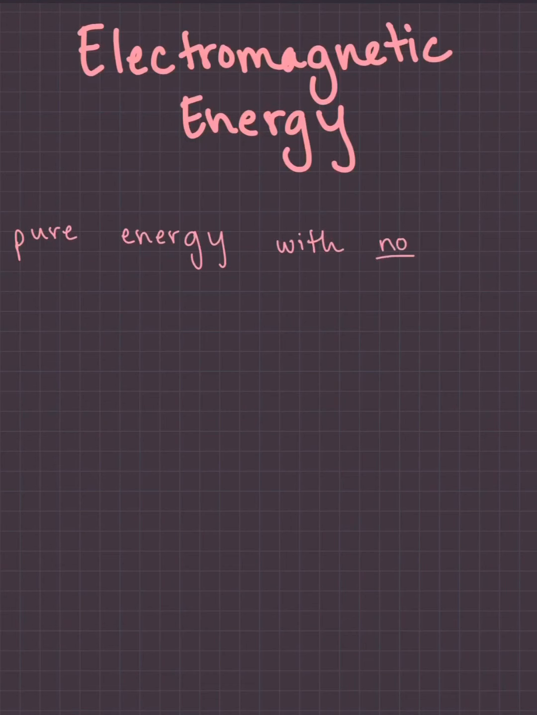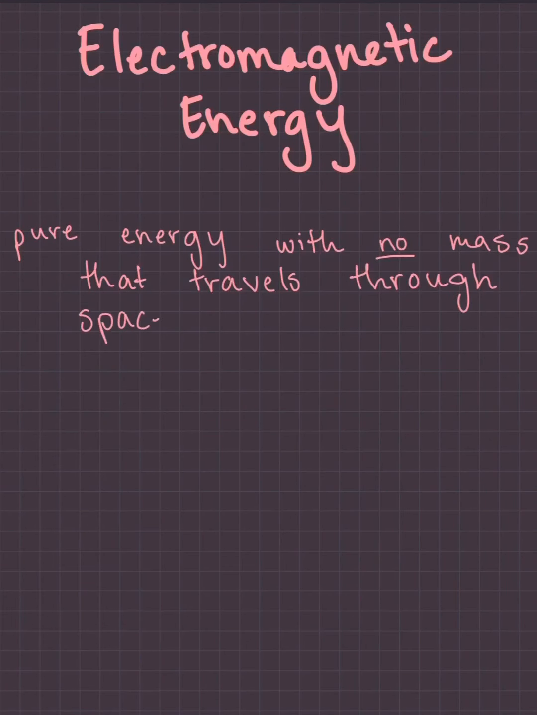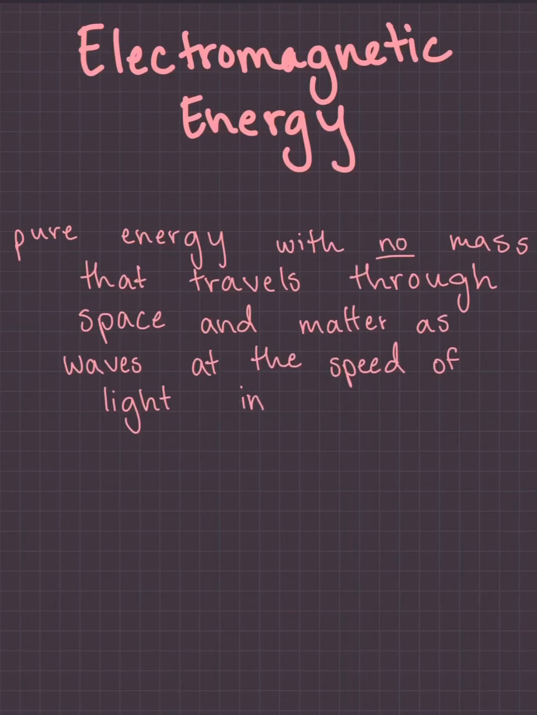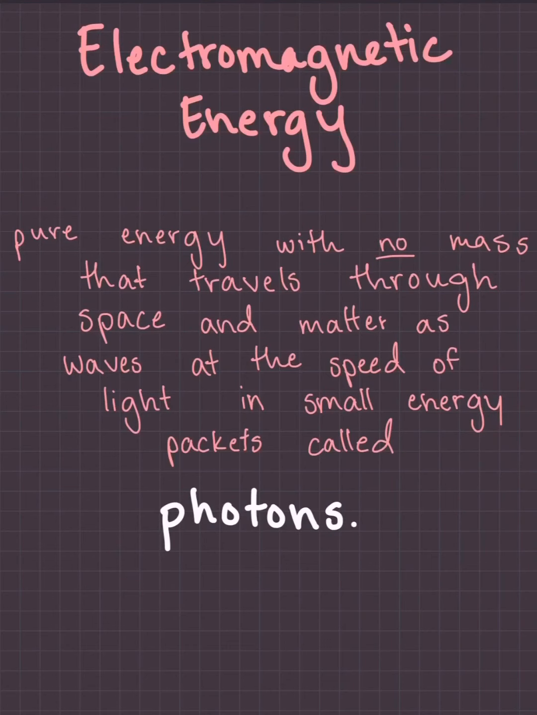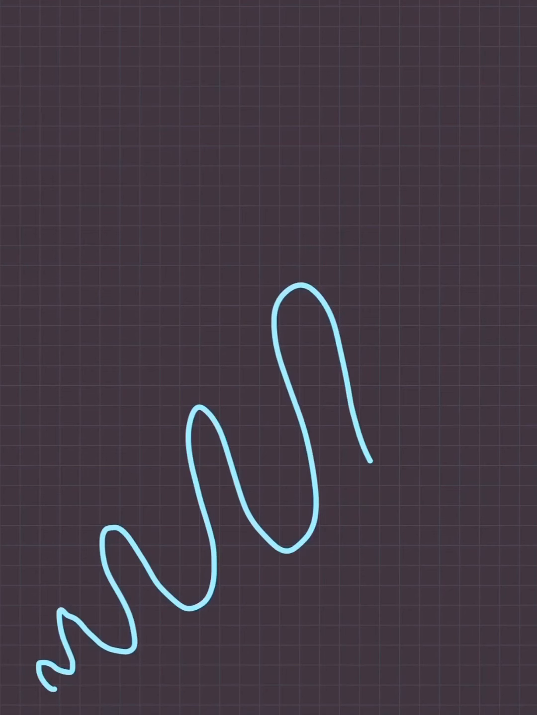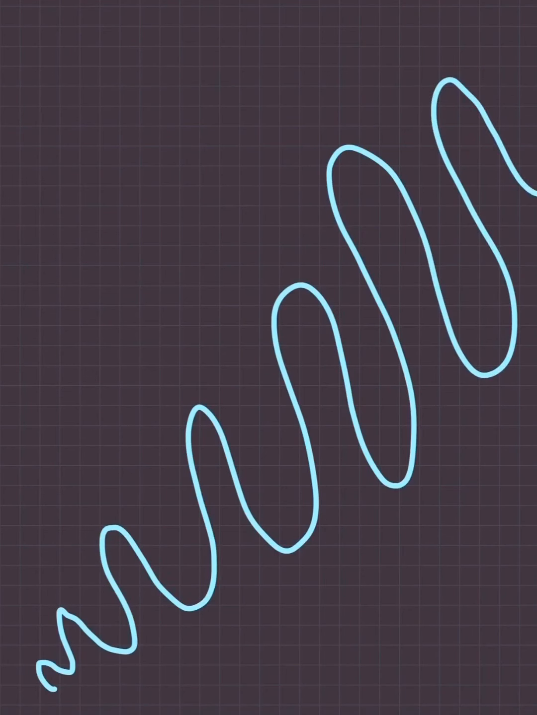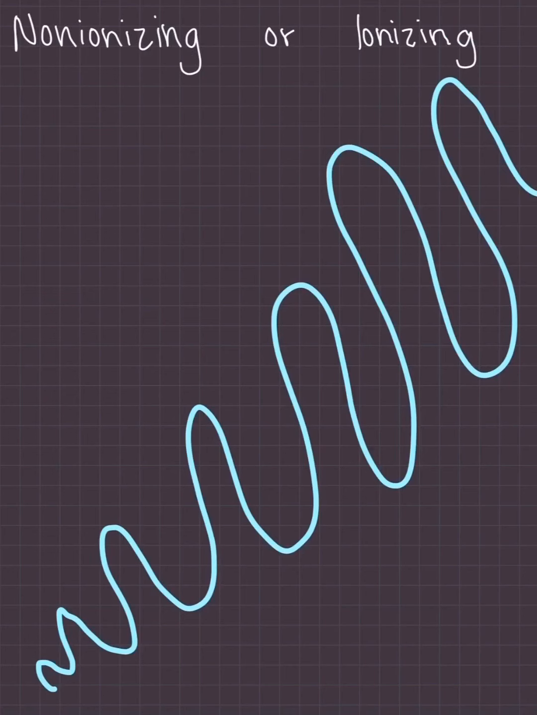Electromagnetic energy is pure energy with no mass that travels through space and matter as waves at the speed of light in small energy packets called photons. Electromagnetic radiation is arranged according to their energies in what is called the electromagnetic spectrum, where only high-energy radiation is capable of ionization. So is it non-ionizing or ionizing?